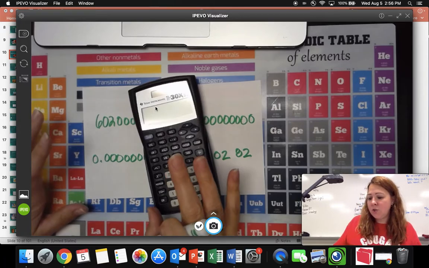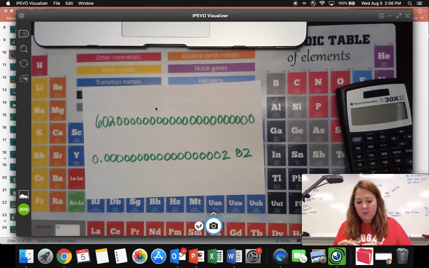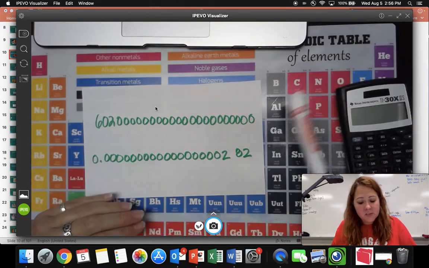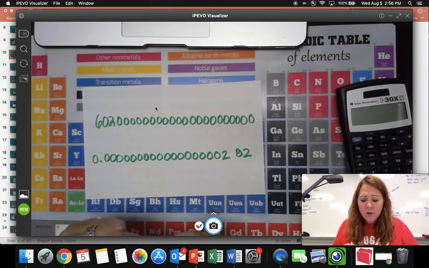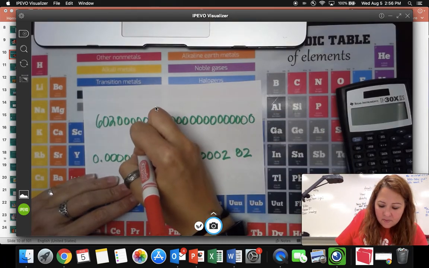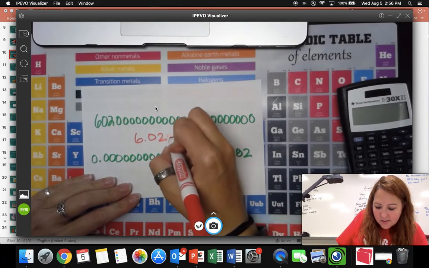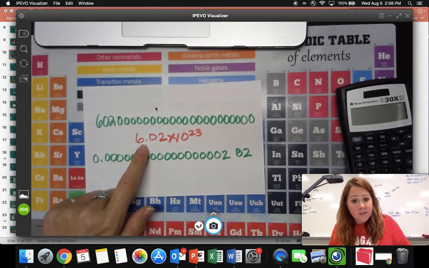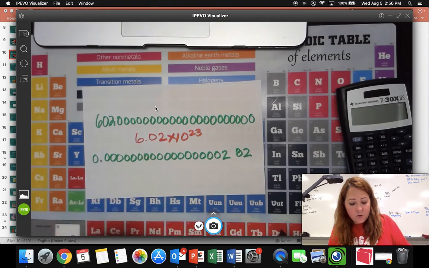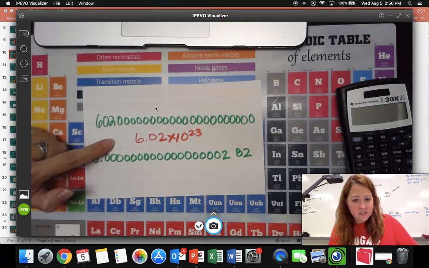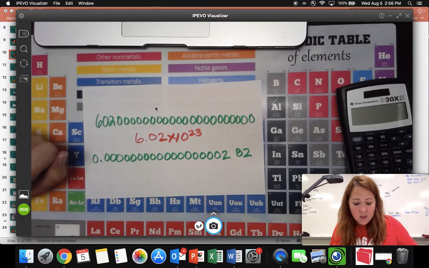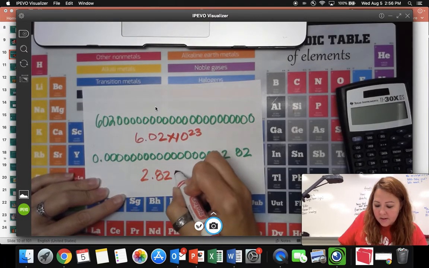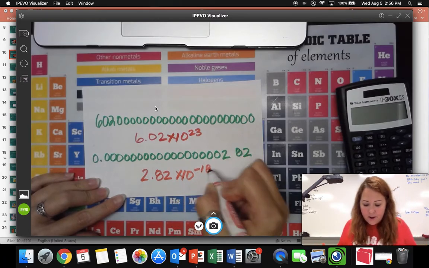So what we're going to do is something called scientific notation, where we're going to get rid of the extra zeros, which are called space holders, and we're going to write it in a way that we can use it more functionally. This 6.02 times 10 to the 23rd is the same number, just in scientific notation instead. Same thing with the bottom one. We could write this as 2.82 times 10 to the negative 18th power.